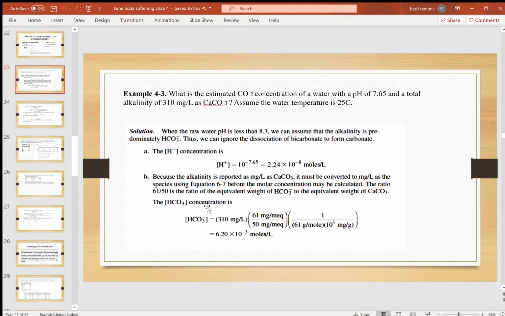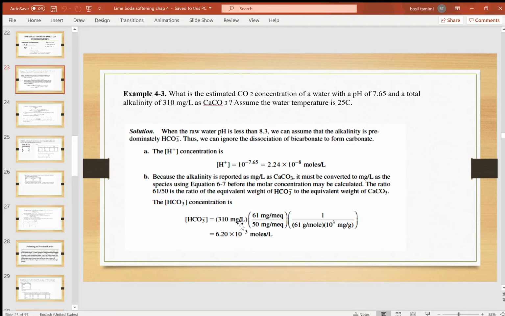Now we need the concentration of the alkalinity components, which are normally carbonate and bicarbonate, which means CO3 minus 2 and HCO3 minus. However, since the pH is 7.65, the predominant species is bicarbonate. That's why in this step, the 310 milligrams are considered as bicarbonate only. This is due to the pH, as I said. At this pH, basically we have no CO3 minus 2 available.